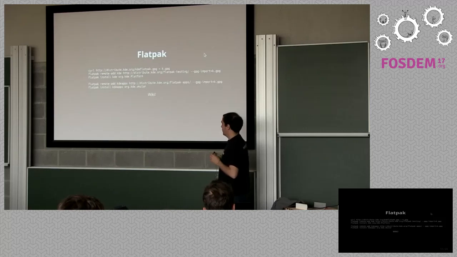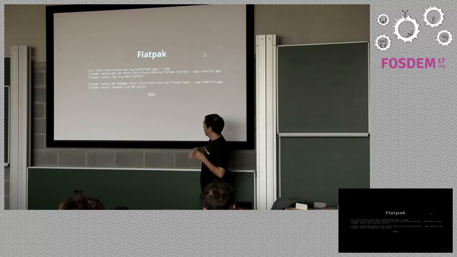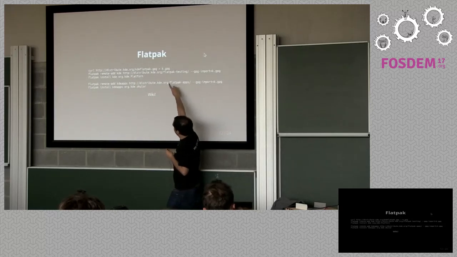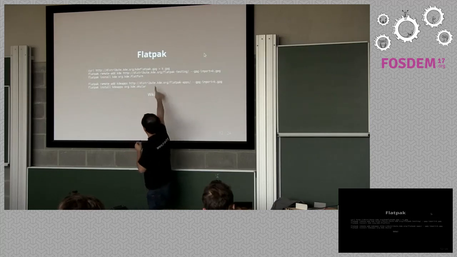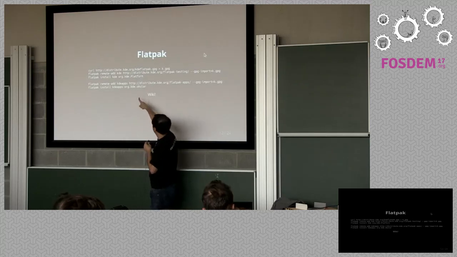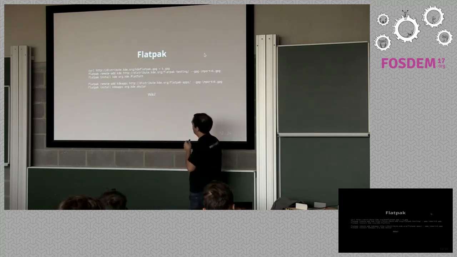What we do on Flatpak, you will see it's fairly similar. Like I said, on Snappy, the repositories are centralized. That's why you just install things. Here we need to add the repositories as well. What we see here is that we are adding a KDE remote, then installing the platform from it, and then you add another remote, which is the repository we have for applications, and then we install an application, which in this case is Okular.